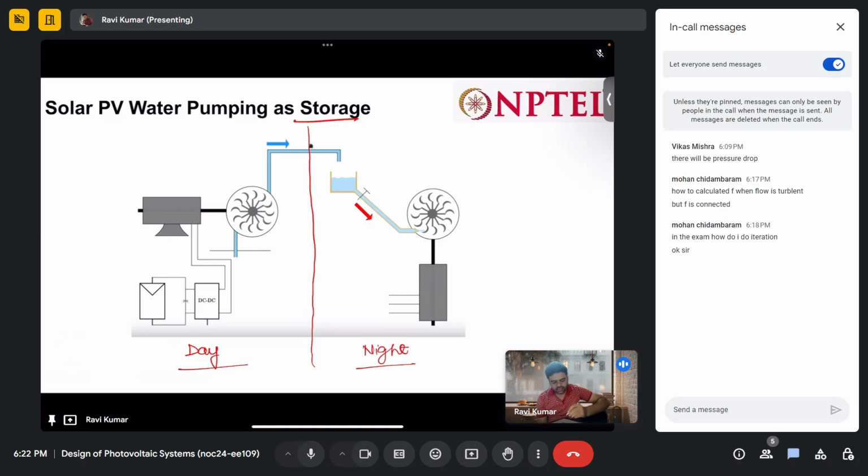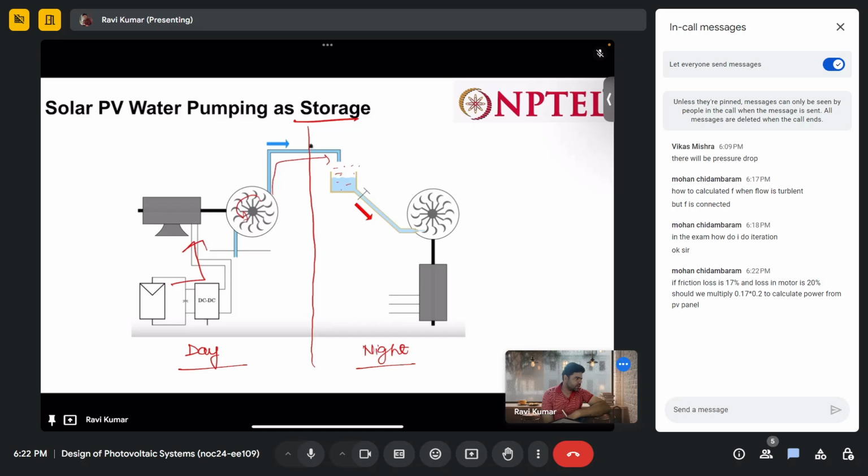Here you can understand one thing. In the daytime, it is giving current to this motor, it is rotating, it is giving water to this reservoir. So water is coming here. So before night, there is friction loss, loss in water.